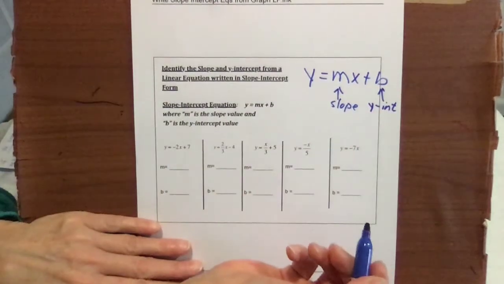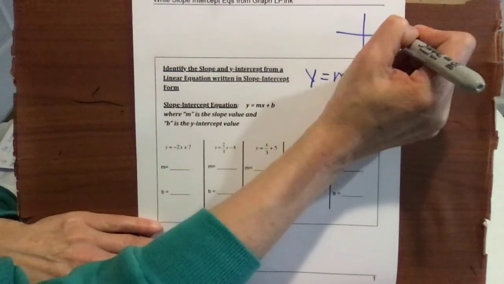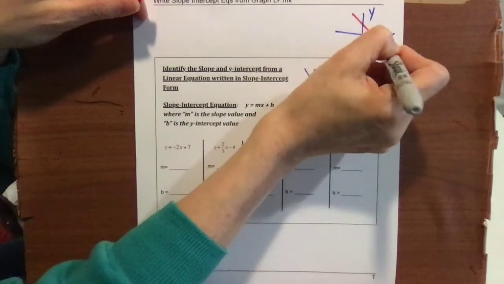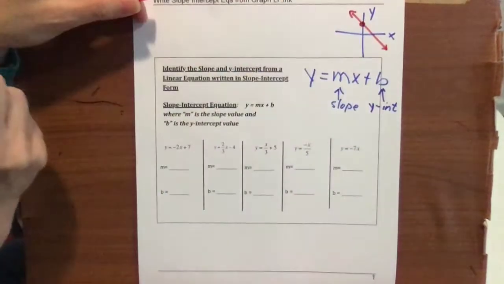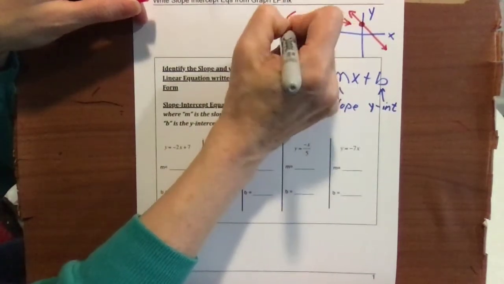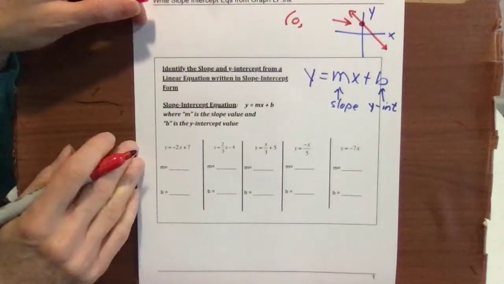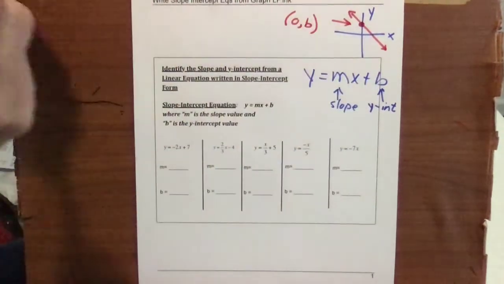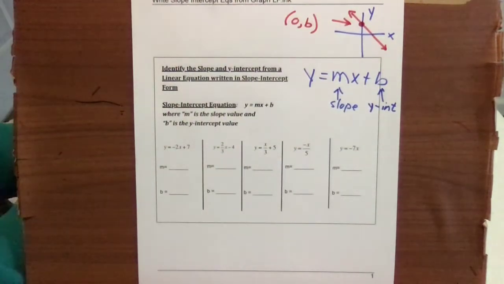So it's the place on the coordinate plane where your line crosses the y-axis. So it would be this point. And that point is always in the form of 0 for x because we're not moving left or right. And we're either going up or down on the y-axis, so whatever that value is, we call it b.